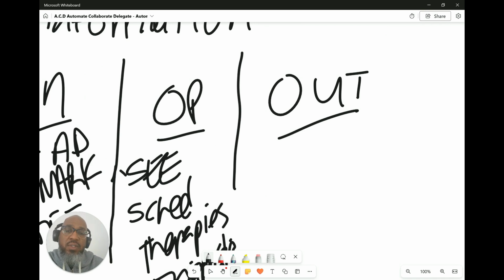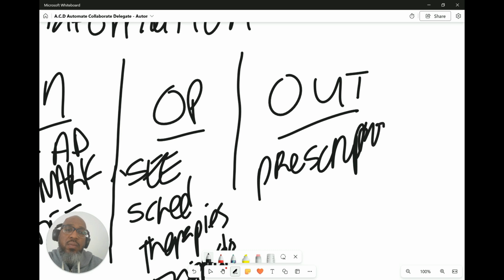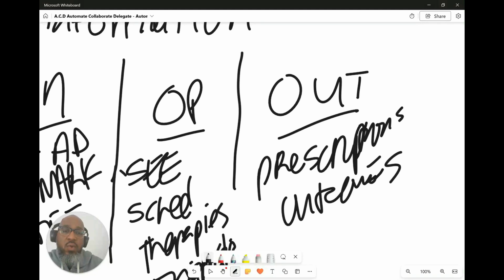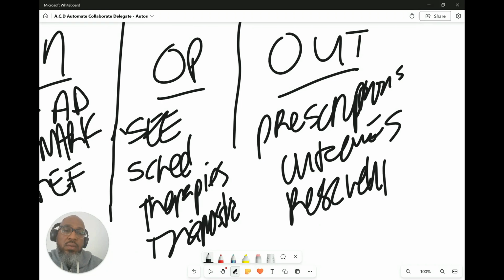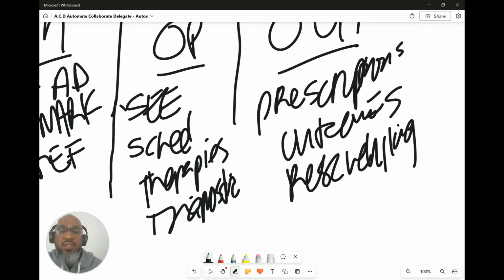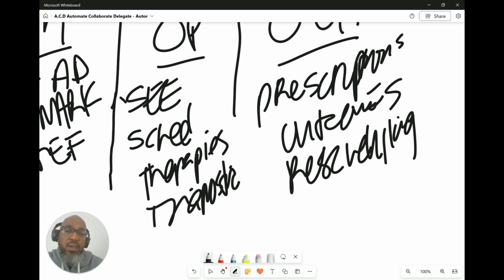Now, when we look at outputs, we're going to look at things like prescriptions. We're going to look at patient outcomes. We're going to look at rescheduling. And then we're going to look at something that typically you may not think about: physical goods or products.